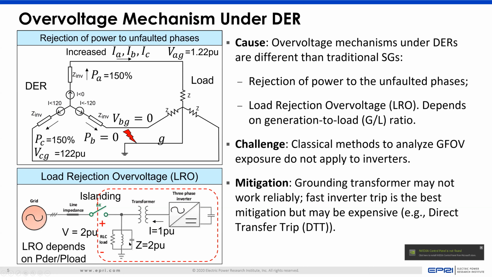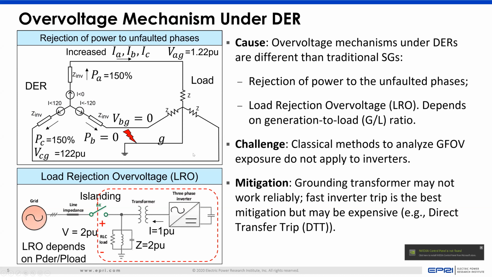And this voltage depends, of course, on the ratio of generation to load. If, let's say, the impedance is 0.5 per unit, if the load requires 2 per unit current, after islanding, the inverter could only supply half of that. So the voltage drops to 0.5 pu. So it could be an undervoltage condition depending on the load to generation ratio.